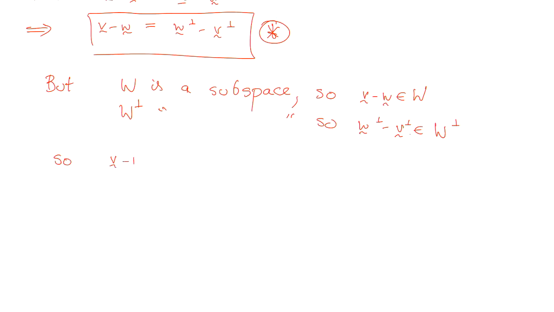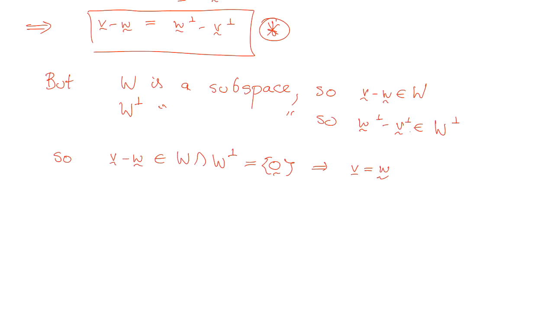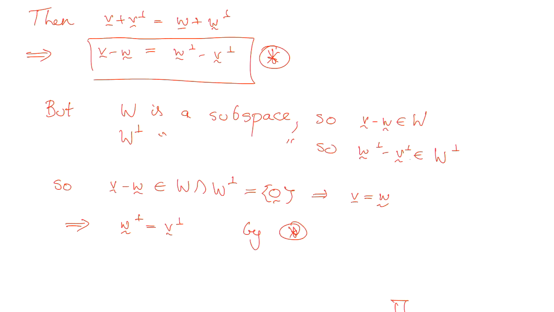So we know that V minus W is in both W and W perp, and that's 0. And that implies that V equals W. And therefore, either using exactly the same argument again or just using star, that tells you that V perp equals W perp. So we have uniqueness. You assume there's a different way of doing it, but you find that V equals W and V perp equals W perp. So there's only one way of playing this game.